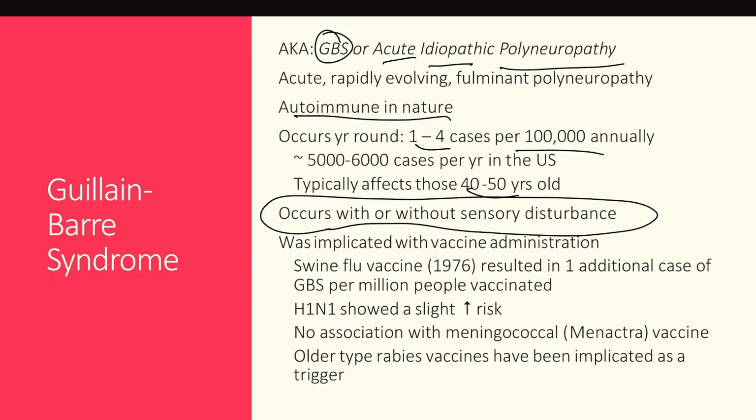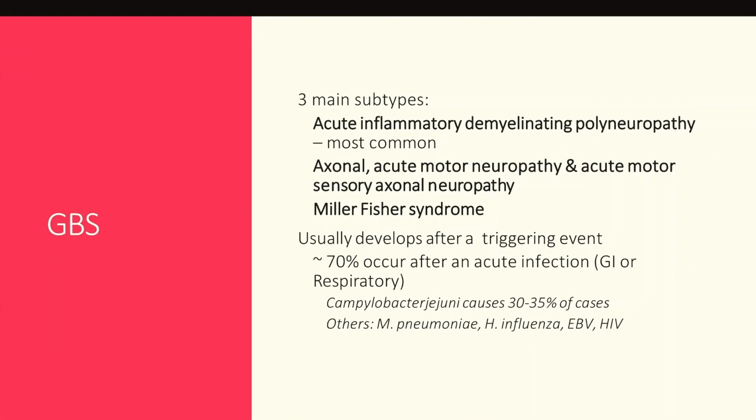Was implicated with vaccine administration, so obviously they have to ask you all the time now if you had a flu vaccine in the past, were you okay with it, and stuff like that, to make sure you didn't have any issue with GBS afterwards. Swine flu, H1N1, had a slight increased risk, no association with the meningococcal vaccine, and other types like rabies vaccines have been implicated as a trigger, but no one gets the rabies vaccine unless you've been bit by something that has rabies, and you want that rabies vaccine or you're going to die anyway, so just get it. The GBS is self-limiting, it'll go away. We'll learn about that in a minute, but it's self-limiting, it goes away.